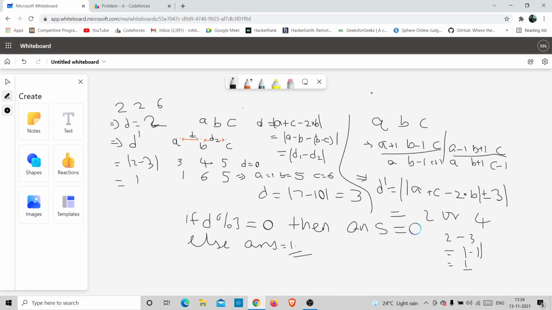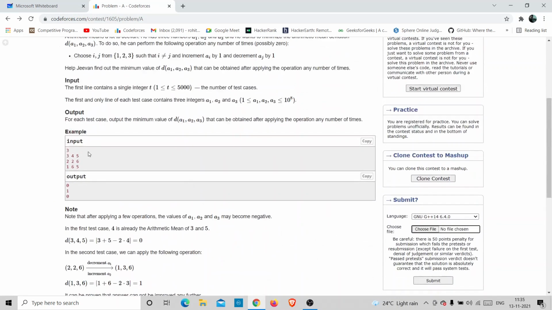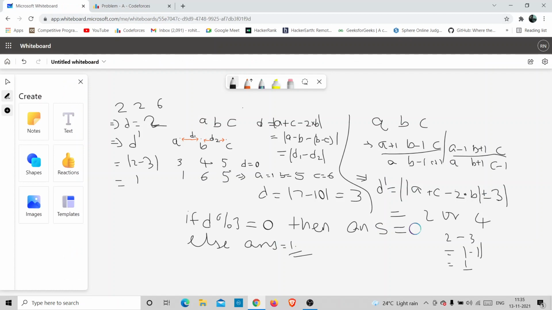If d is equal to 2, even that would mean that we would be getting the next d as 1, which is the least minimum, right? For example, see this example that we're taking from the cases that are given to us. Here 3 4 5, d is equal to 0. You can do the calculation, d would be 0 because these are in arithmetic progression.